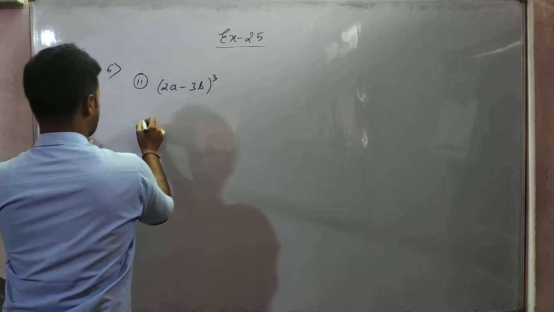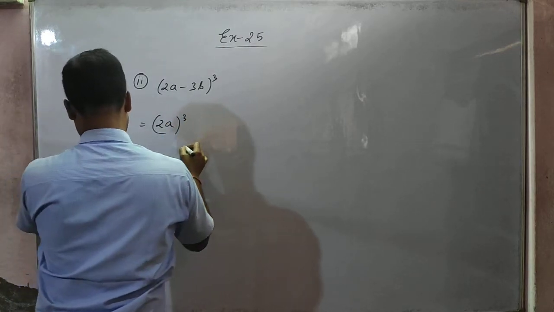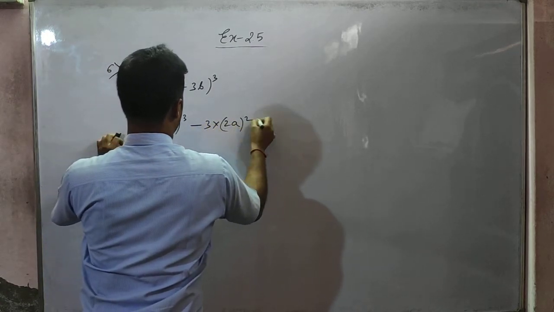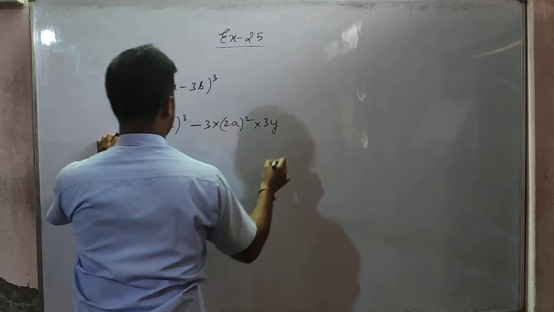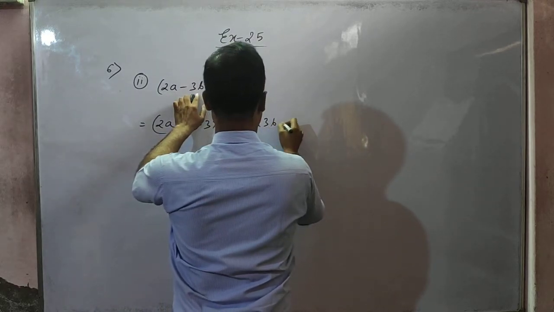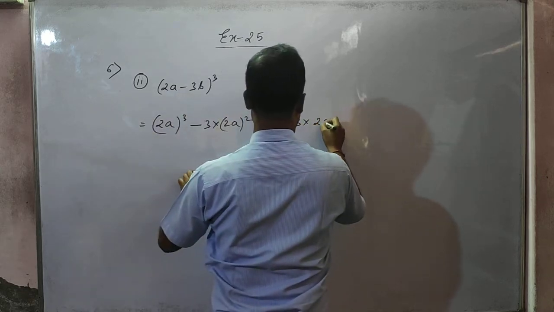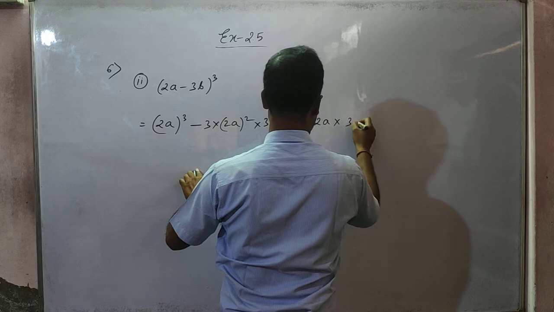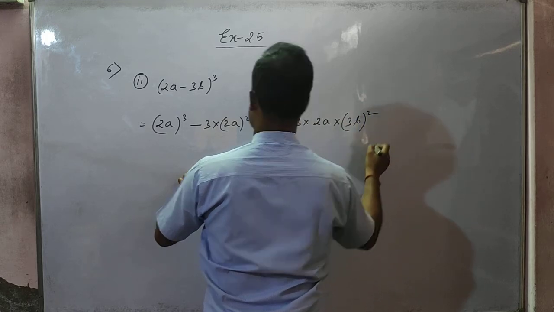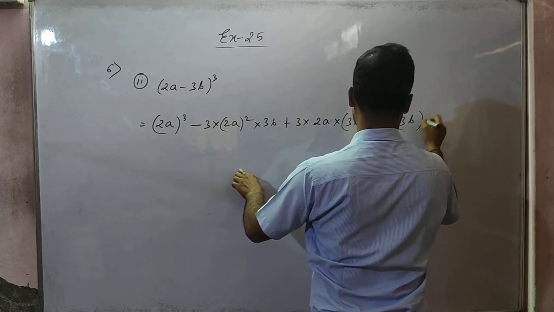So let us see, students. So this is x cube minus 3x square into y plus 3x into y square minus 3b.